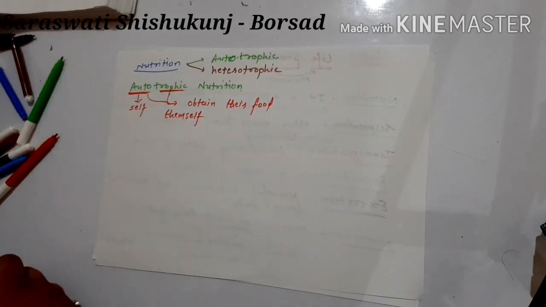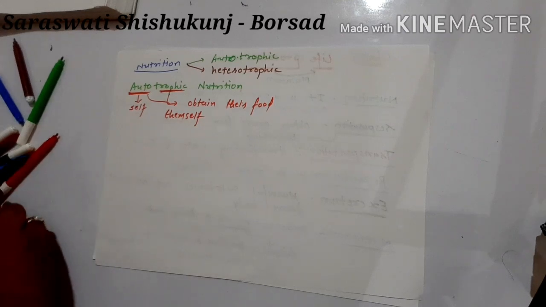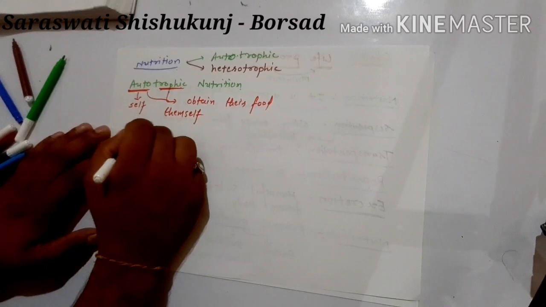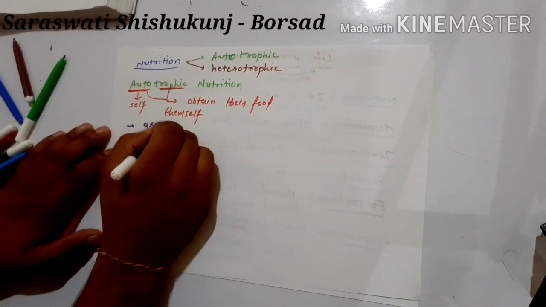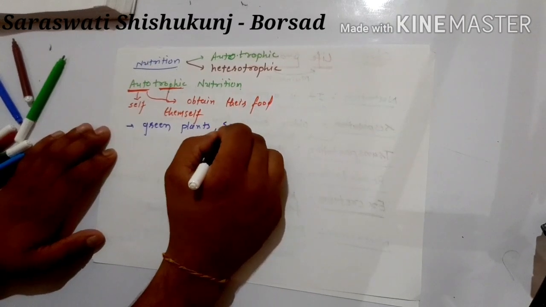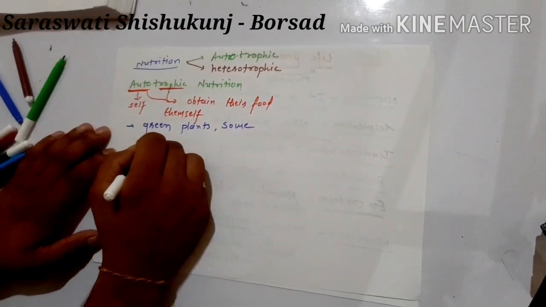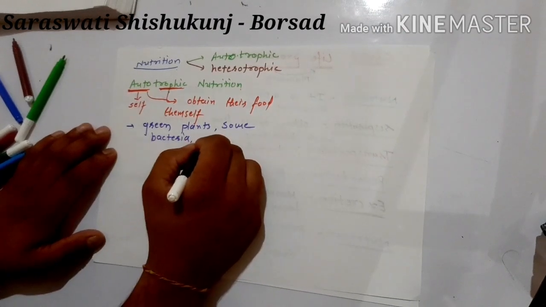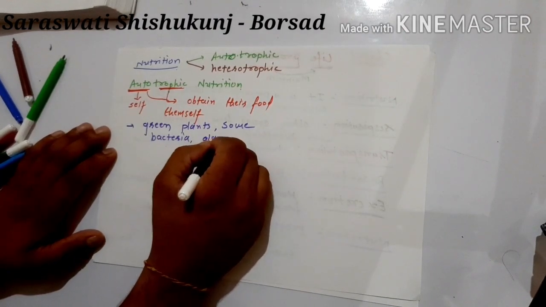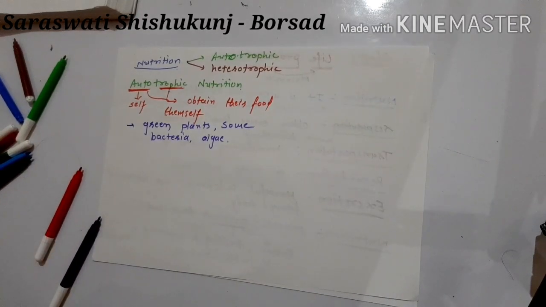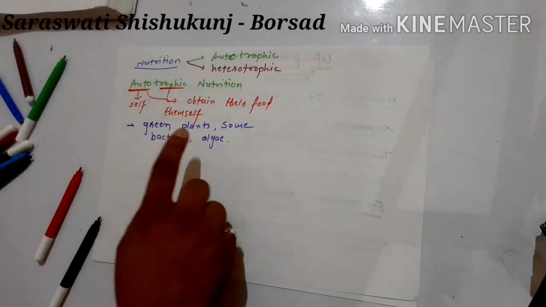as autotrophic nutrition. Now in this autotrophic type of nutrition, we will have examples of green plants, some bacteria, and different types of blue green algae. They will be the examples of autotrophic mode of nutrition.